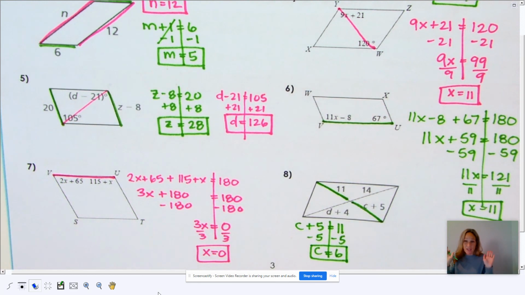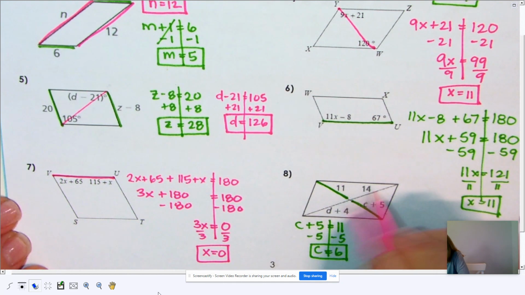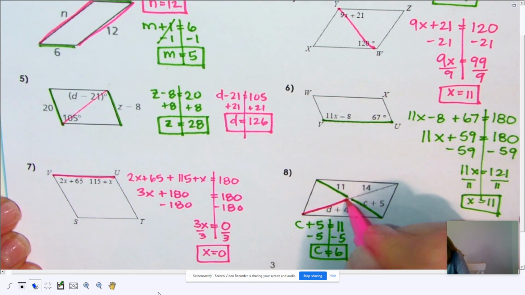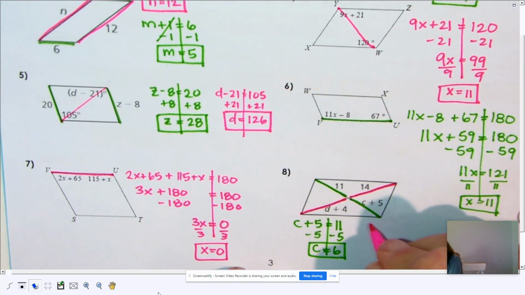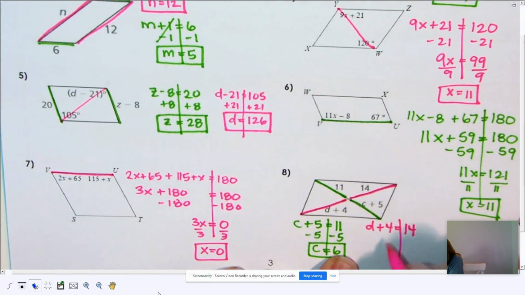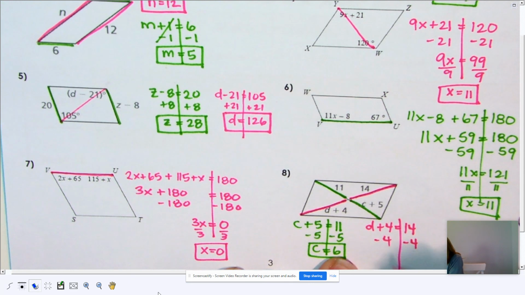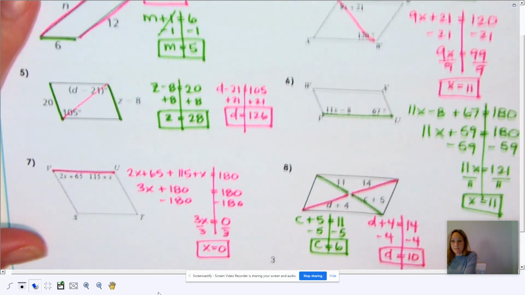Showing your work the right way is just as important as getting the right answer, okay? The right answer is important, but it's also really, really important to show your algebra correctly. Okay, then the next part of my parallelogram is this different diagonal that got evenly chopped in half. So I can say that D plus 4 is equal to 14. I'm going to subtract 4 on both sides. So I have D is equal to 10, and that is my final answer for that problem.